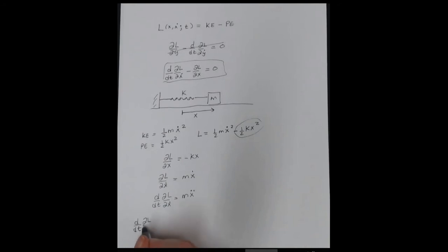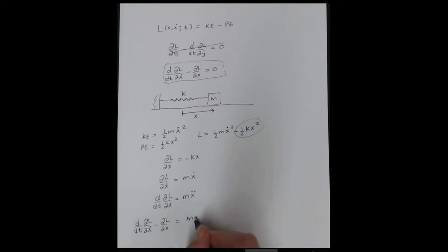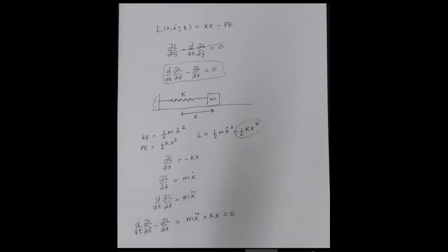So then the equation of motion is this. There we go. And I can solve for the acceleration equals negative k over m times x. So again, this is useful. I don't have to know that the force is negative kx. I just solve for this equation of motion and I get that.